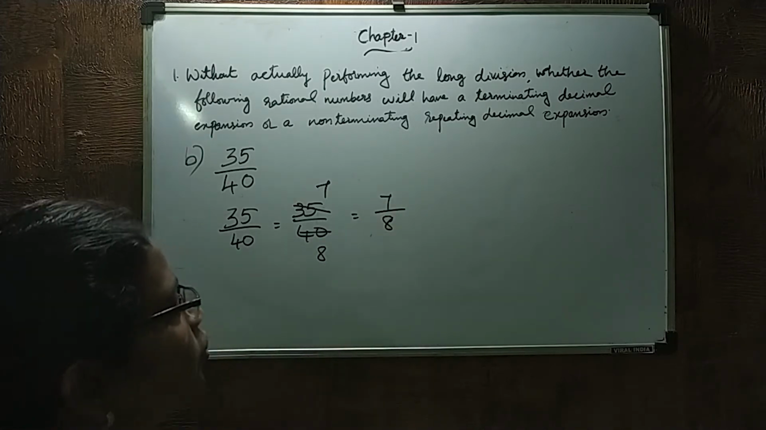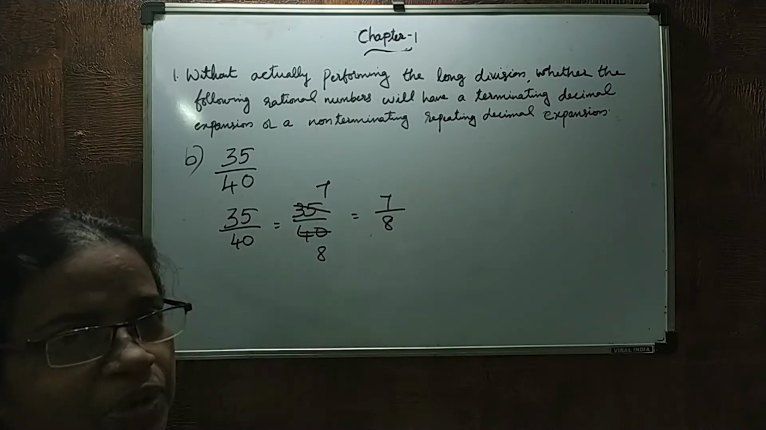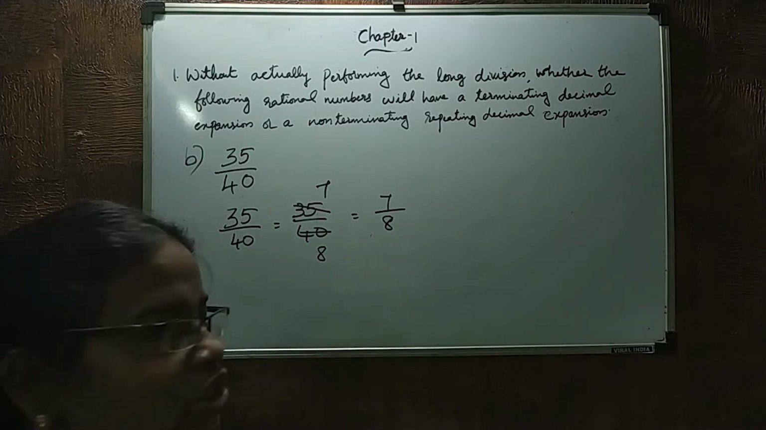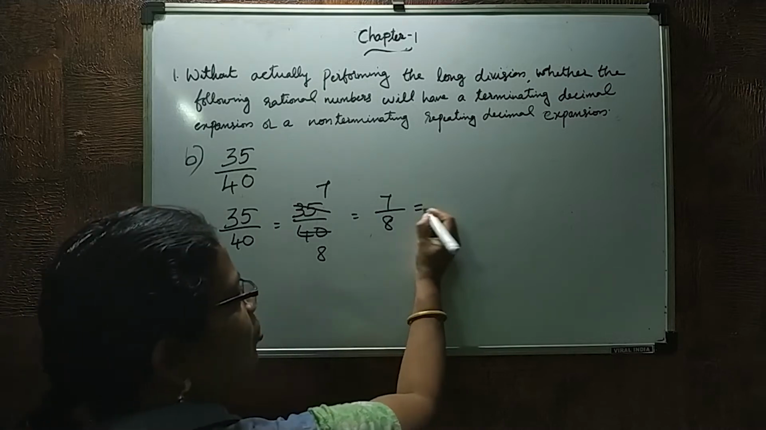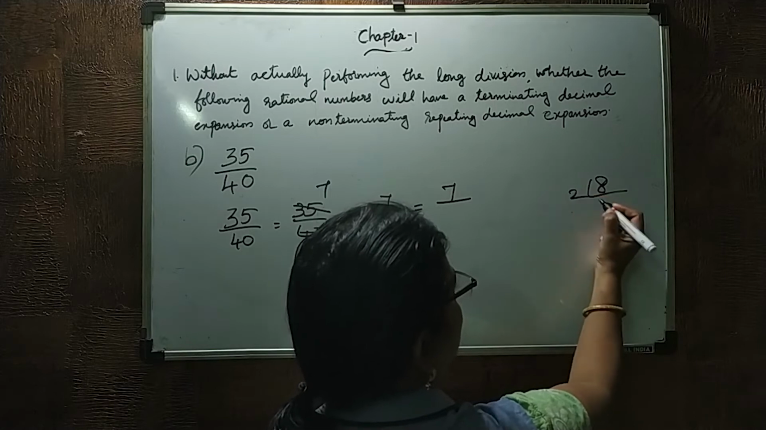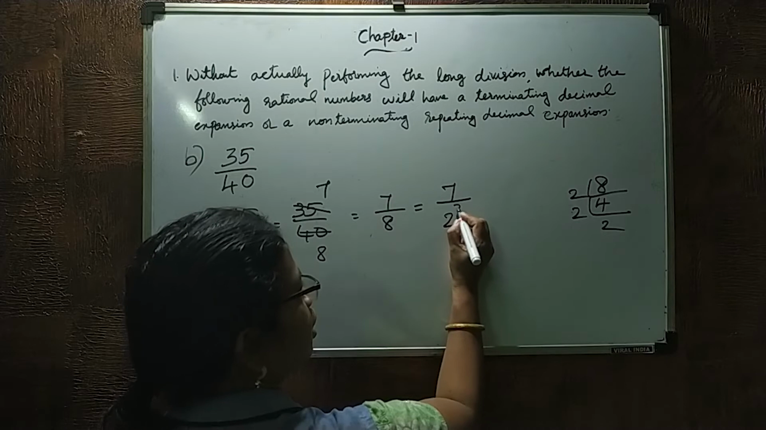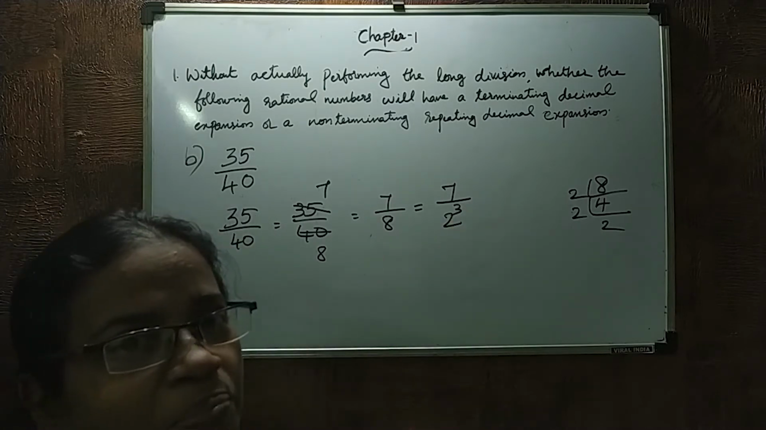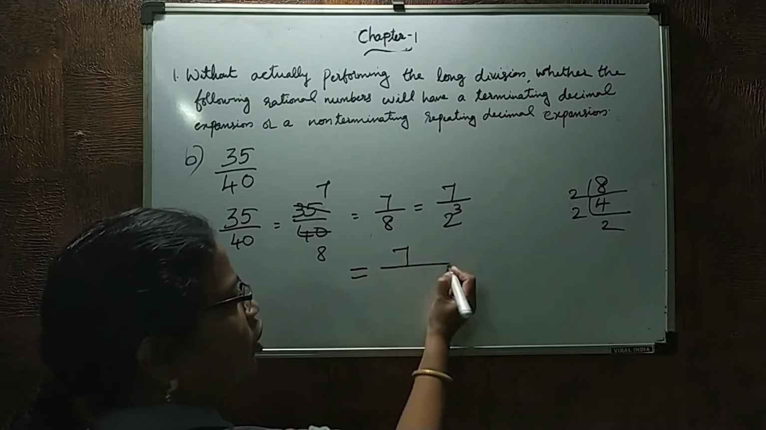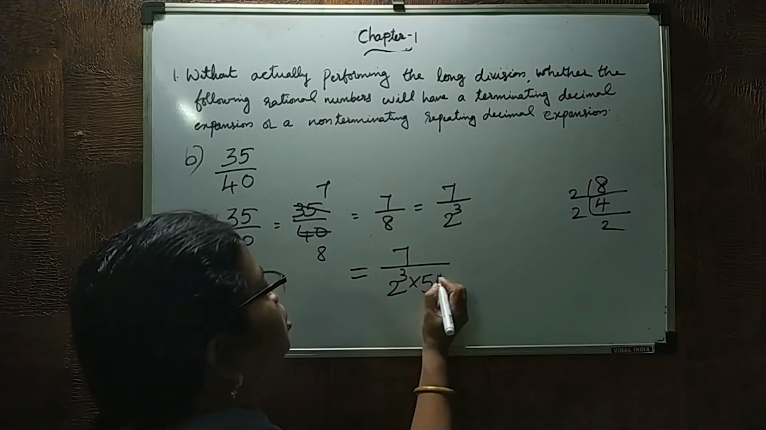Again, what you have to do? You have to find out whether it is terminating or non-terminating. If it is terminating, you have to form the denominator as 2 raised to m into 5 raised to n. That you have to find out. So 7 by 8: when you take 2, 4 2s are 8, 2, 2. It is 2 raised to 3. Now look, 2 raised to m is there. So what you have to do is make it 2 raised to m into 5 raised to n. So it is 2 raised to 3 into 5 raised to 0.